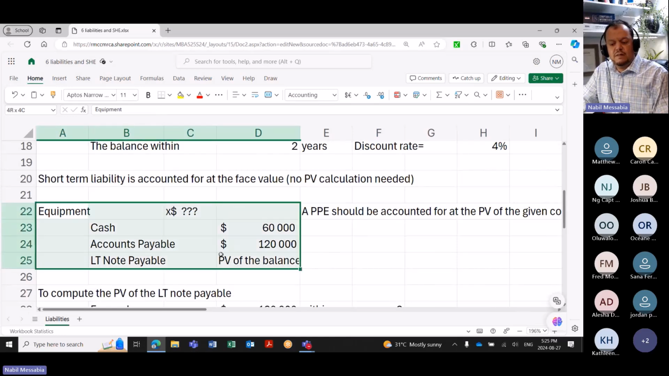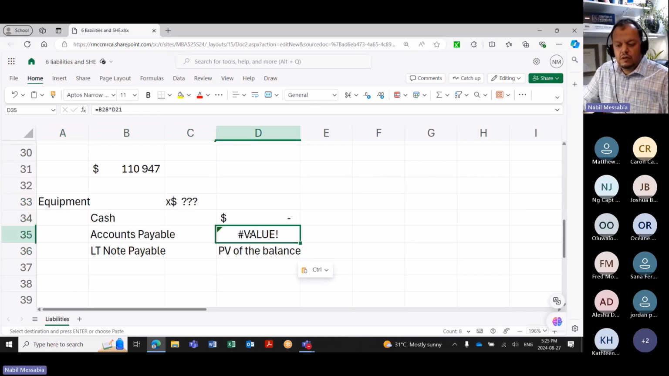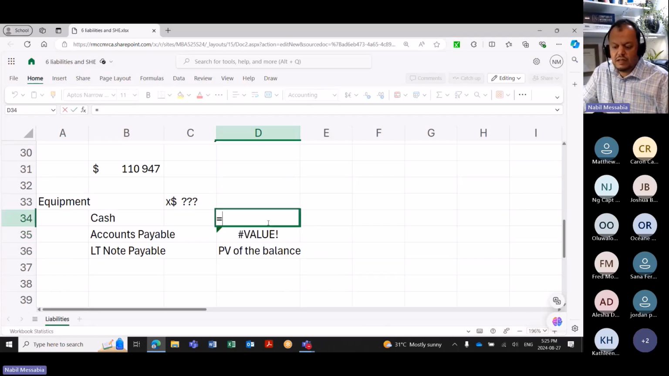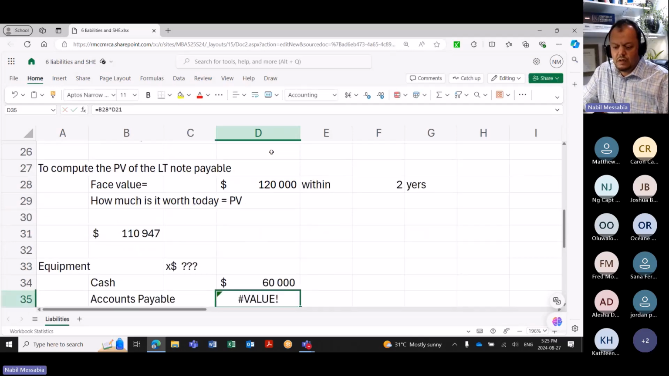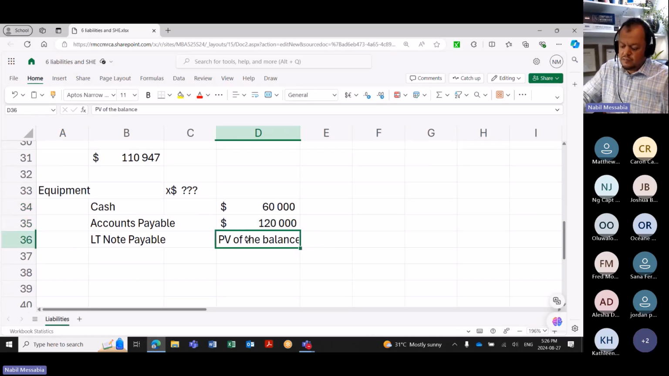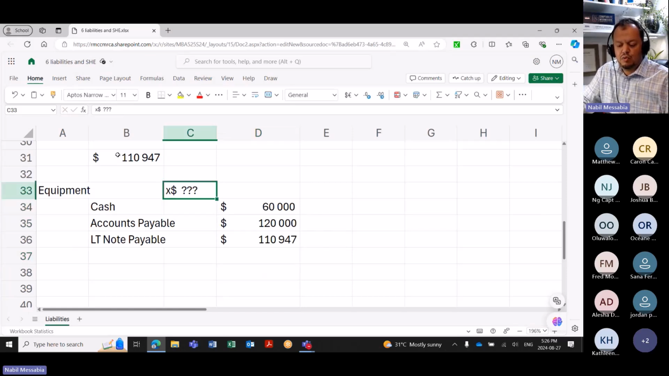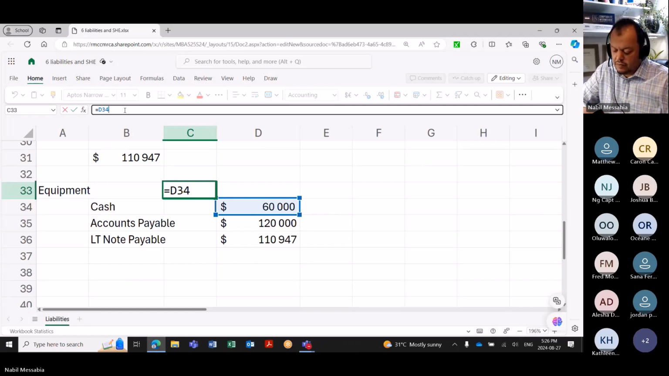So in that case, the journal entry would be: cash is the same, 60. Accounts payable short term with no PV calculation, and the present value of the balance is what we have just calculated, and that will be the book value of your equipment also. This plus, sorry, plus this plus this. Okay.